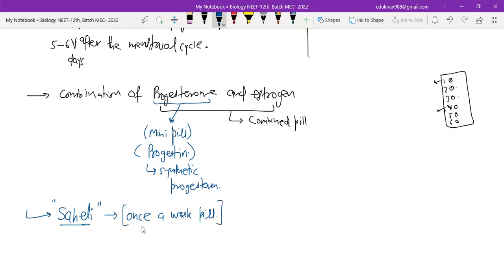You take it once a week, and it is non-steroidal. It does not have steroids. This has been asked in a few exams, so you should know it. And it is very advanced, so it has very high contraceptive value.